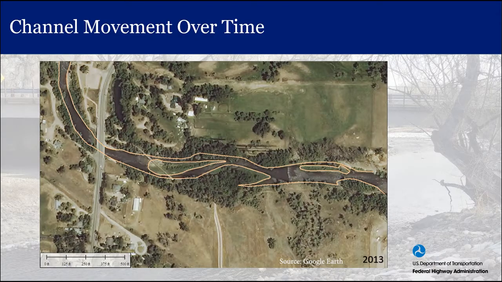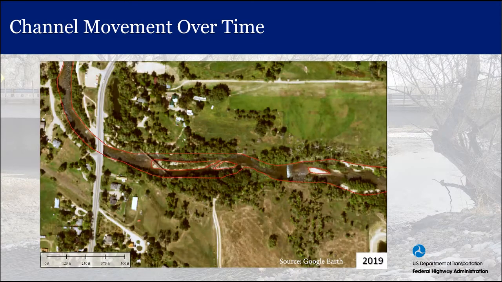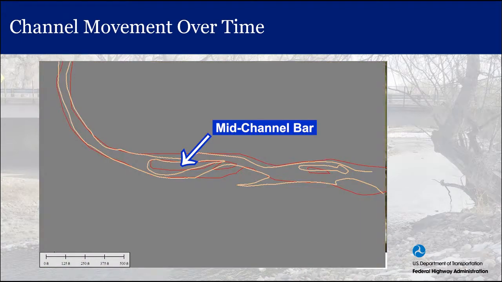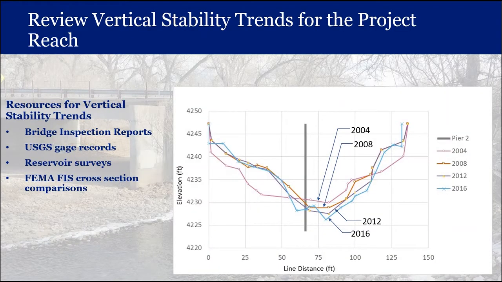It is particularly useful to outline the channel banks and significant features and overlay the traces to evaluate past channel instability trends. It can guide your field evaluation of channel features, such as this mid-channel bar's evolution. Any available historical channel survey data can also provide insight into vertical stability trends. Resources that may provide vertical stability information include bridge inspection reports for nearby structures, USGS gauge records, reservoir sedimentation surveys, and Federal Emergency Management Agency flood insurance study model cross-sections.